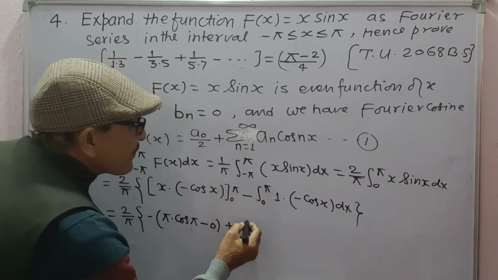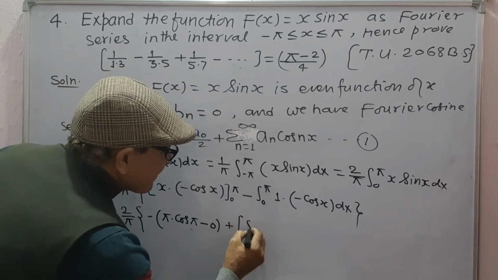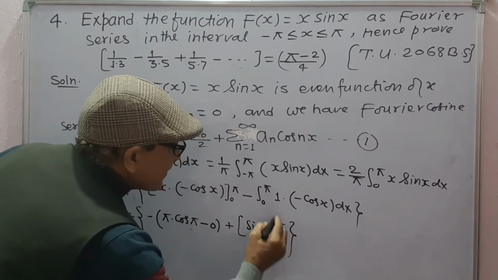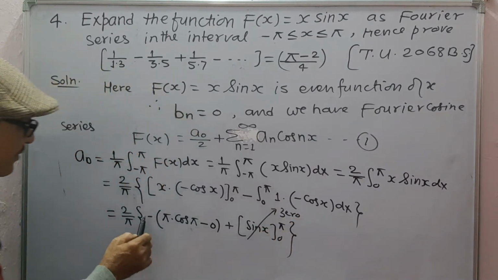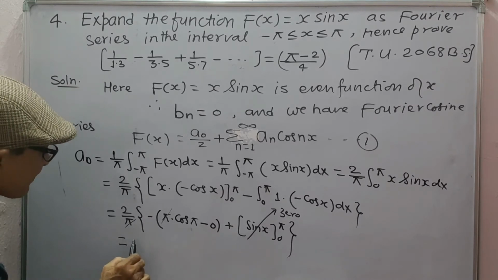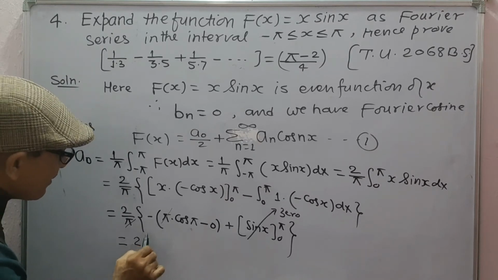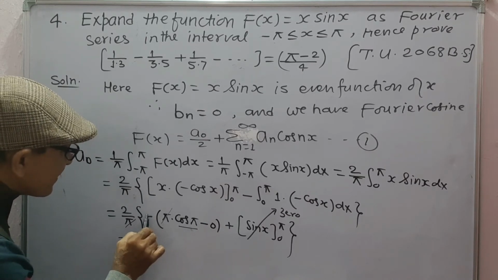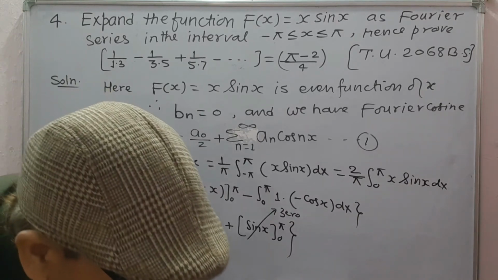It gives minus minus plus. Integral of cos x is sin x from 0 to pi. This gives 0 for both limits. So this pi cancels this pi. We have 2, cos pi is minus 1. Minus 1 gives plus 1. So a naught is 2.